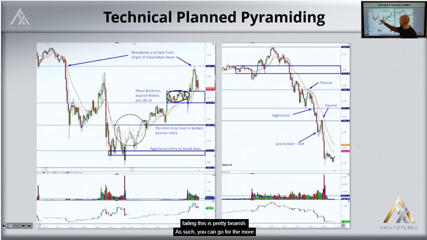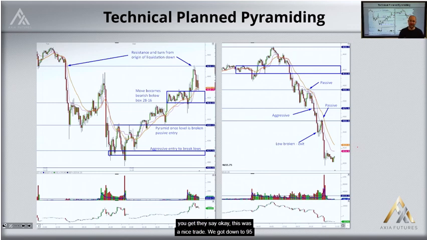You're now feeling this is pretty bearish. As such, you can go for the more aggressive break of the lows. If you get down into this area here, 71, you can then try and play this through 71 to try and break the low. Because you've got that extra information, that extra confirmation that this move is on. So you've already pre-planned decision points, and you can pre-plan what you want to see at those points. So that when you get there, you can say, yep, this is what I'm after. This is good, I can take the trade on.